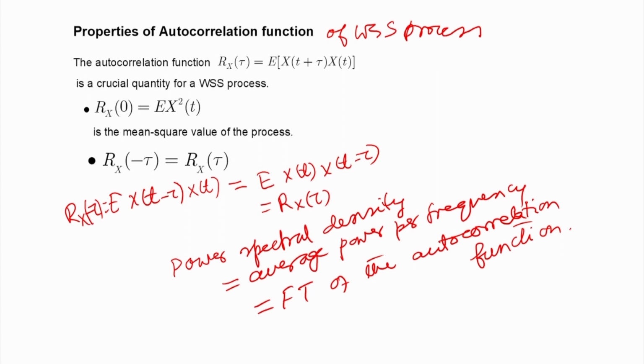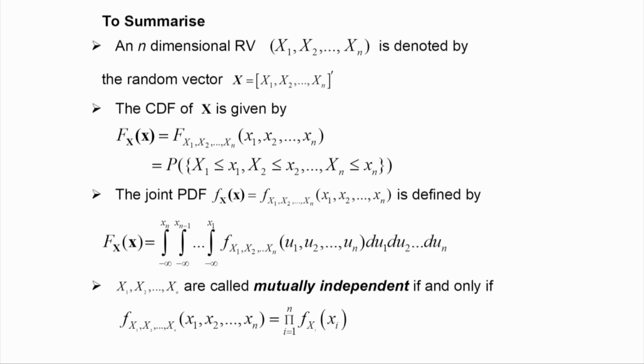So, therefore, to analyze a WSS process in the frequency domain, we can take the help of power spectral density, which is the Fourier transform of the autocorrelation function. Let us summarize the lecture.